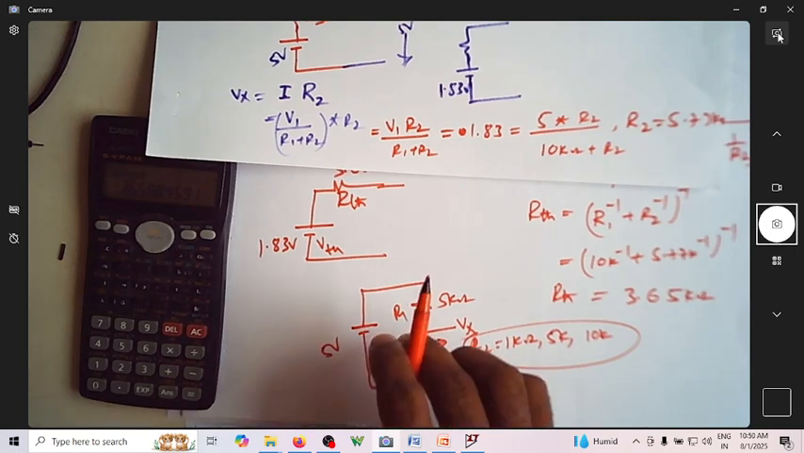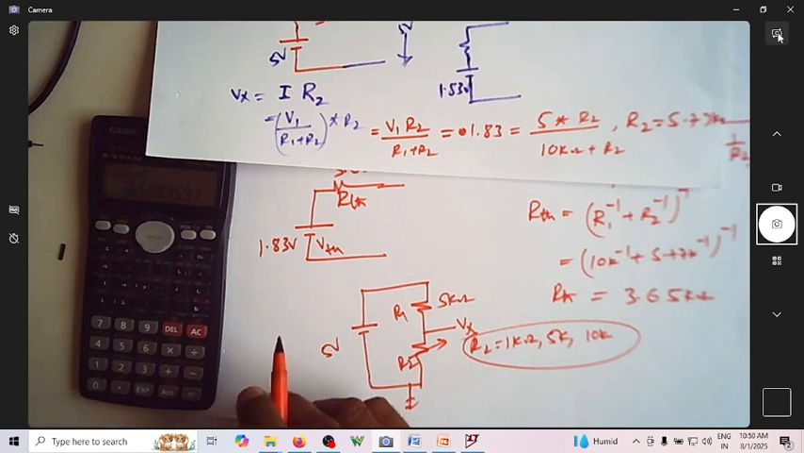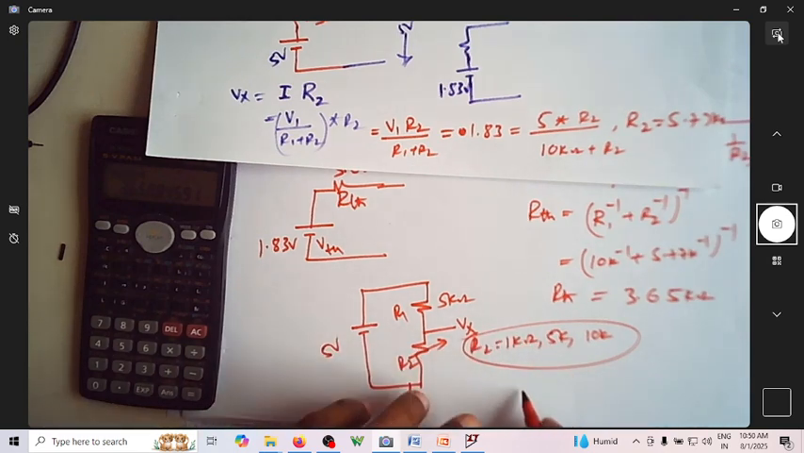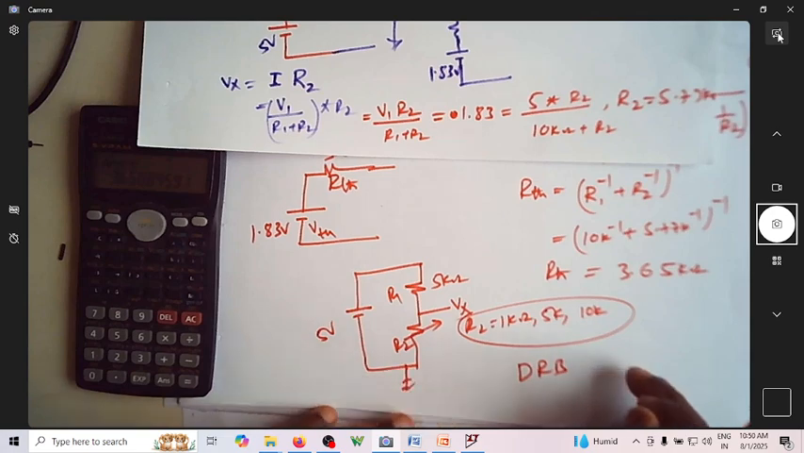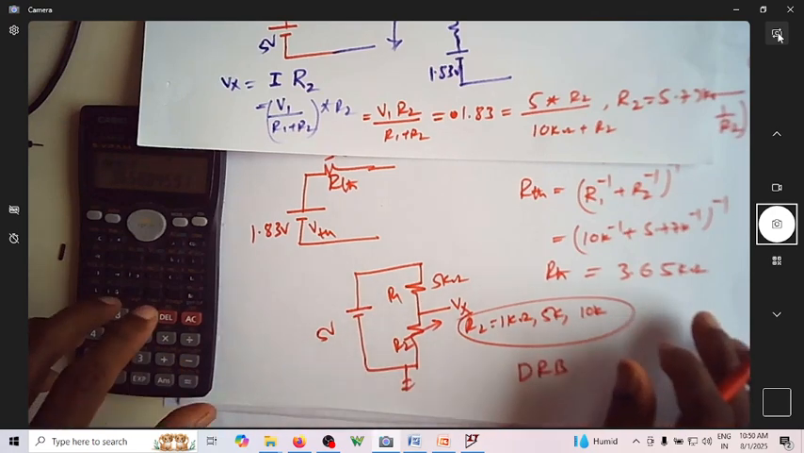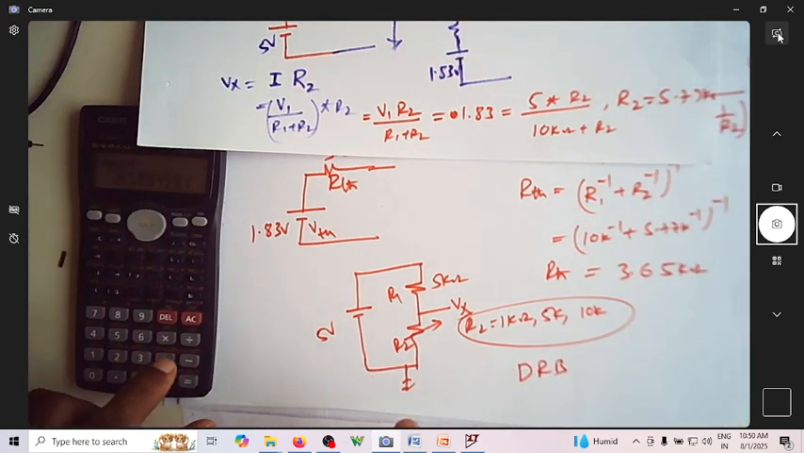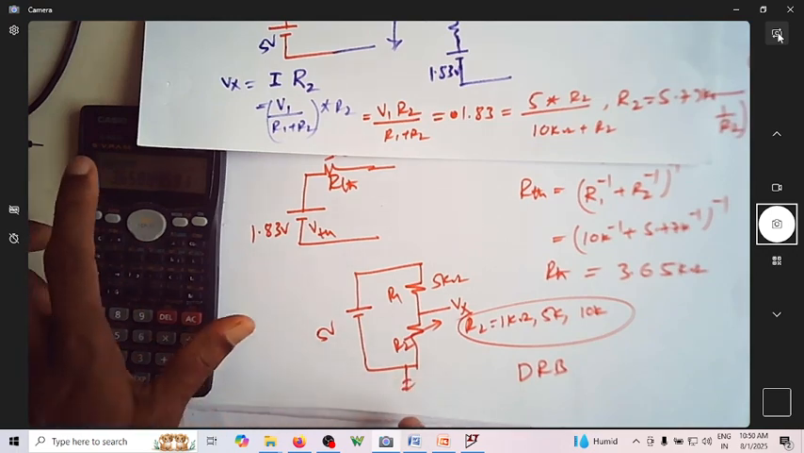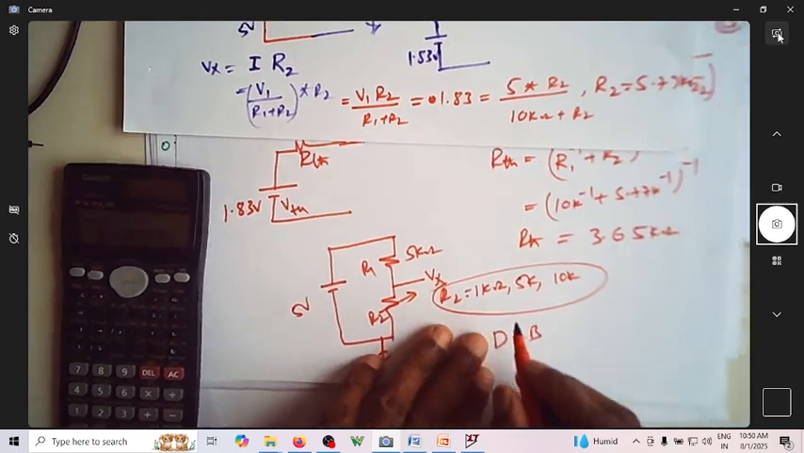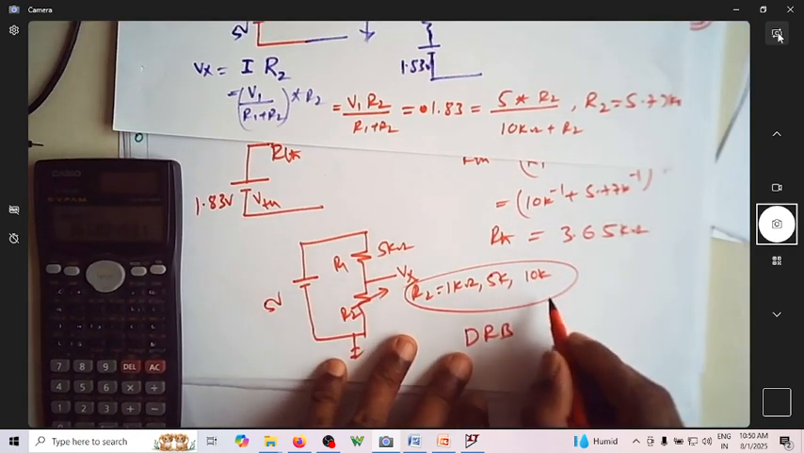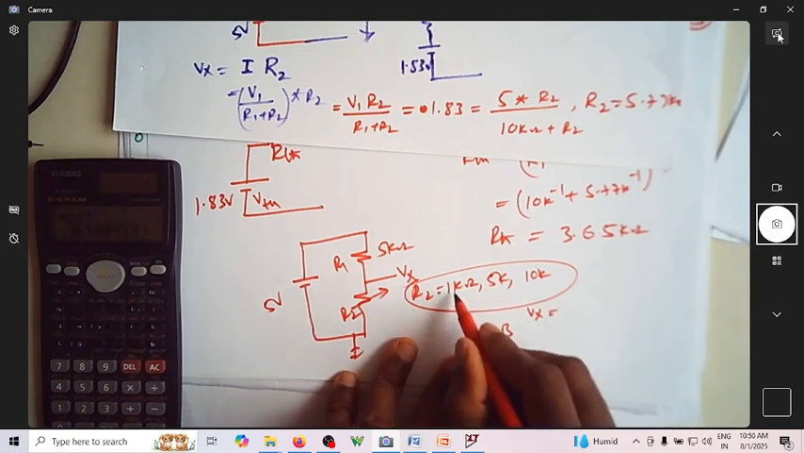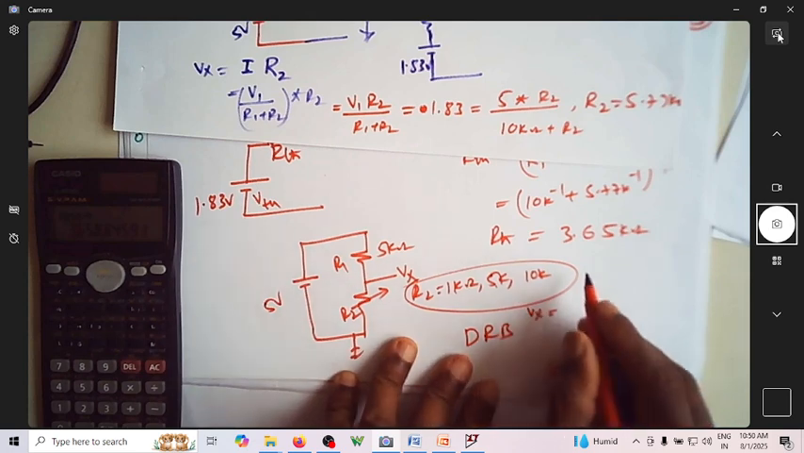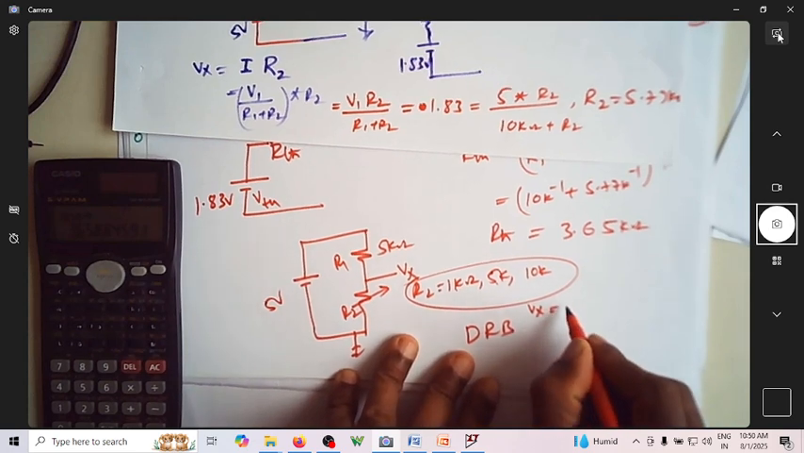So how do I do that? Of course we know that in practice or in labs we're going to have a DRB, a switch where you are able to vary the resistance. But in simulation, how can I do this? So let us try to do it. Maybe before we go to simulation, let us find out what Vx is expected for R2 of 1k, 5k and 10k. So now what is Vx?